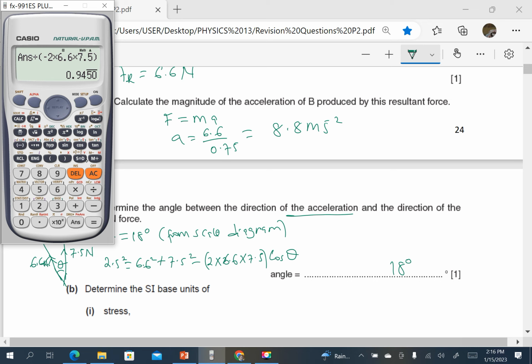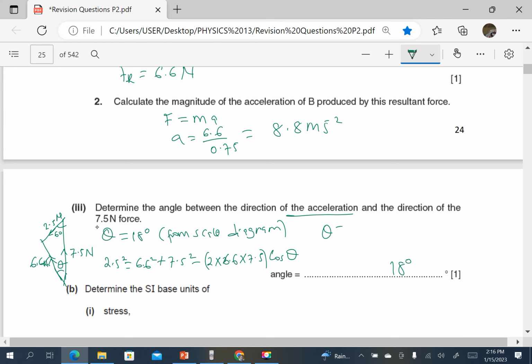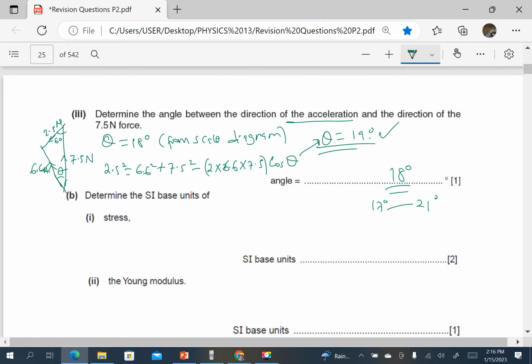But I want the cos inverse of that quantity, so I will press shift, cos inverse of the answer. And it is giving me theta as 19 point something or 19 degrees. So from calculation, theta is 19 degrees. From a scale diagram, you could have a range between 17 degrees to 21 degrees. All those values will be correct. From calculation it is exactly 19 point something, but from a scale diagram, you'll have a range of values. Okay.